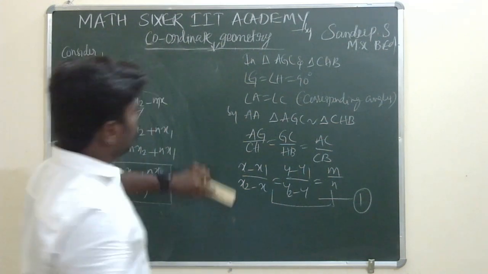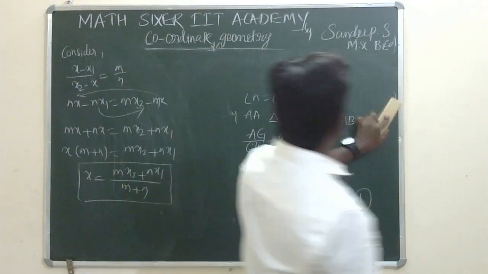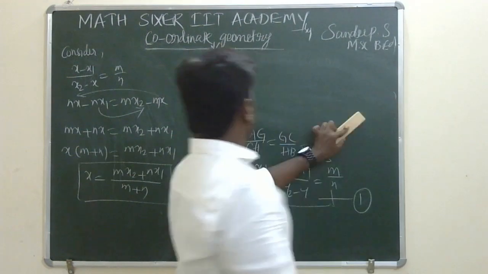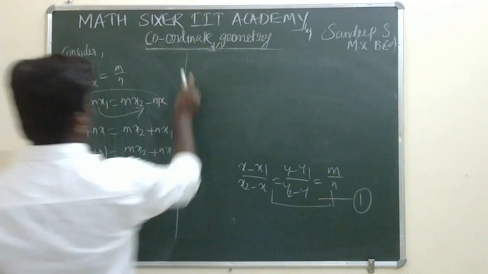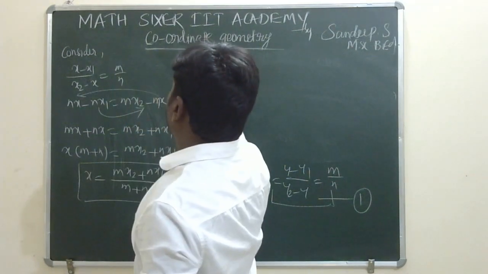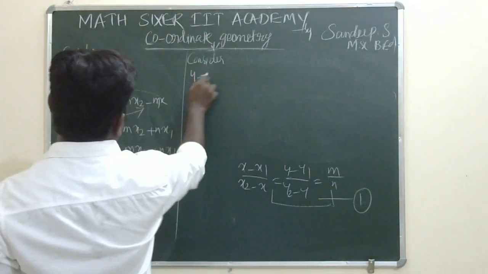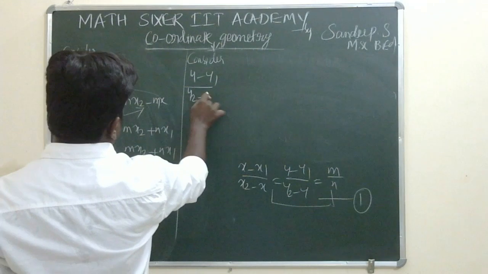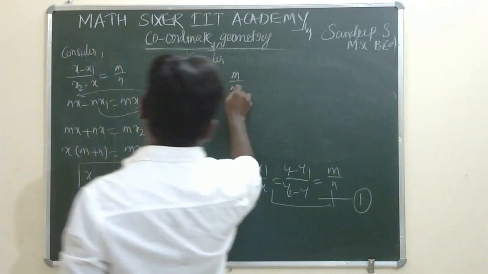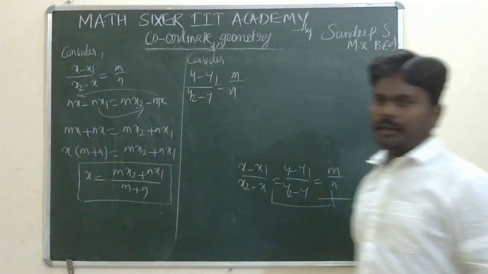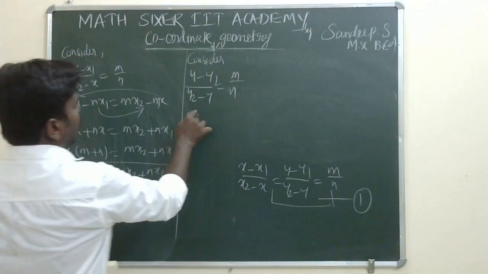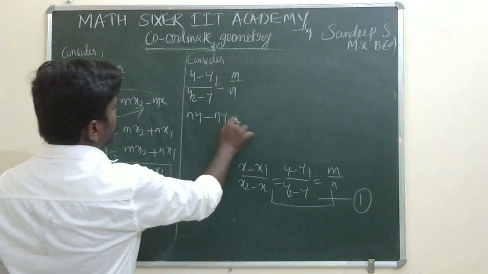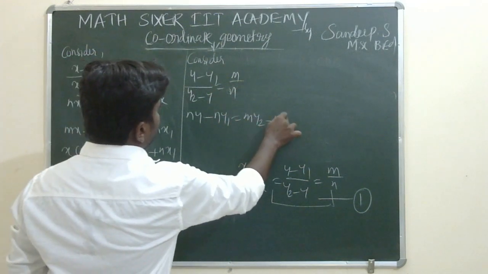Okay, so similarly, when you take the last two terms in the first equation, consider (y minus y1) by (y2 minus y) is equal to m by n, and similarly do the cross multiplication here. Then what you will get? ny minus ny1 is equal to my2 minus my.